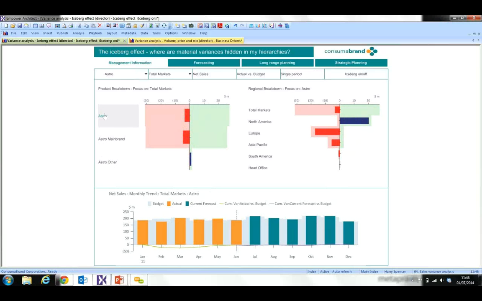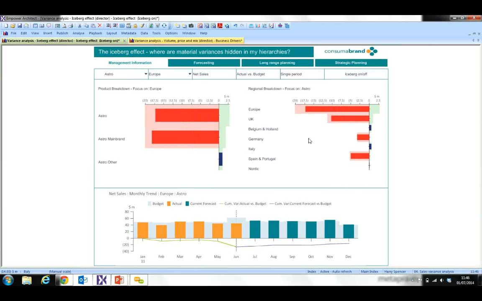I can drill into Astro, and then I can see that breakdown regionally, and I can see actually that in Europe there's a significant adverse variance that I hadn't picked up, 20 million, which is compensated for by a favorable variance in North America. Drilling down into Europe, I can then break that down by country and by brand.